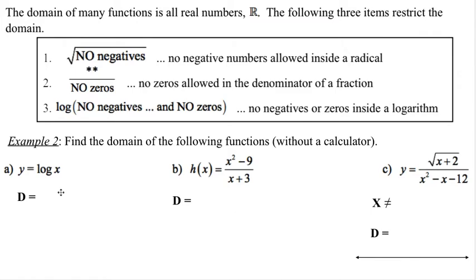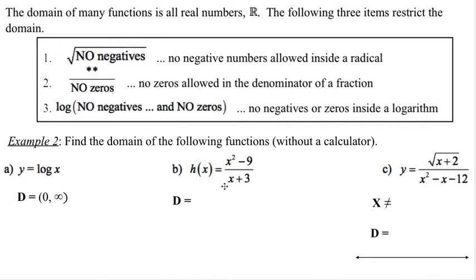So let's take a look at example A for the logarithms. No negatives and no zeros. So this value x right here cannot be negative, so it has to be greater than 0, but it can't be equal to 0 either. So it has to be greater than 0. It can't be equal to 0, so we're going to represent that with the interval 0 to infinity.